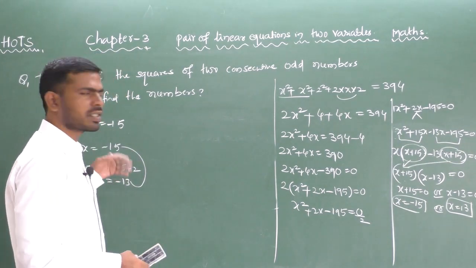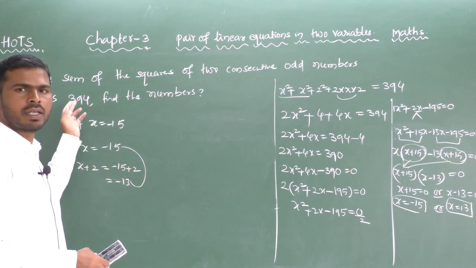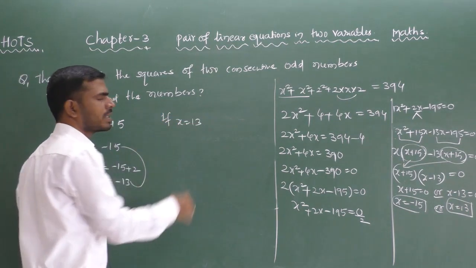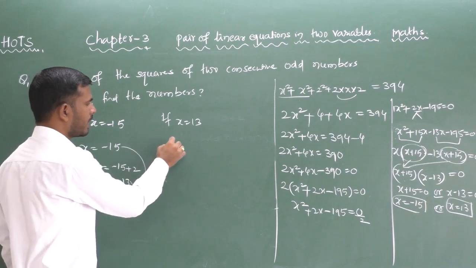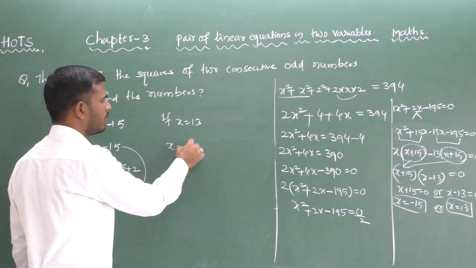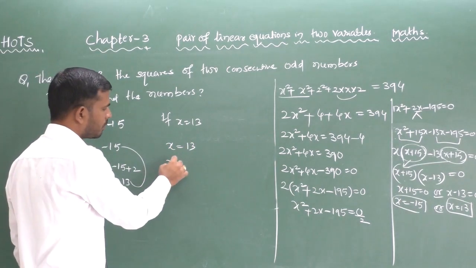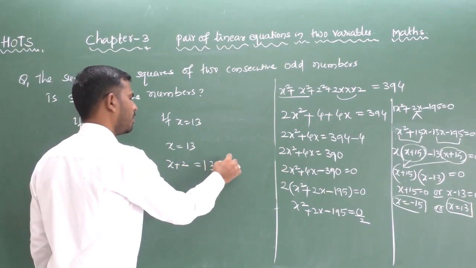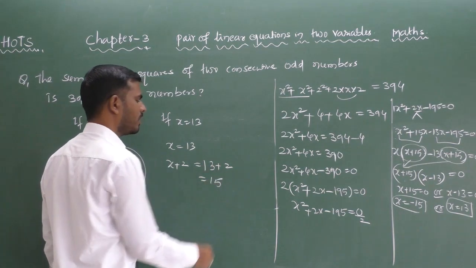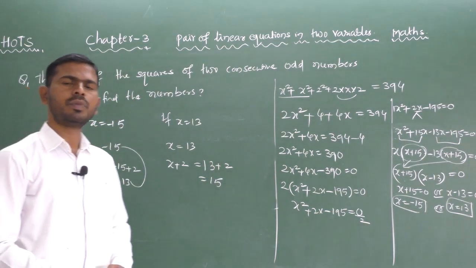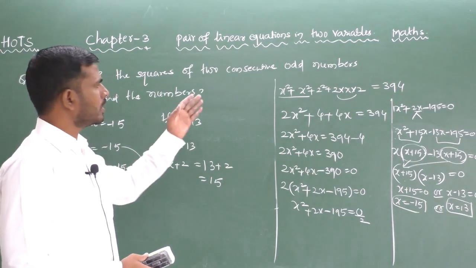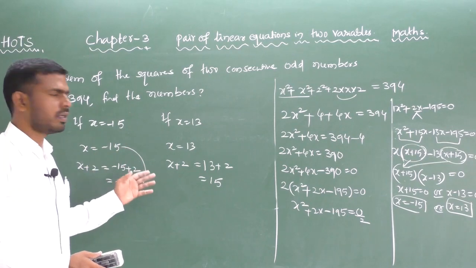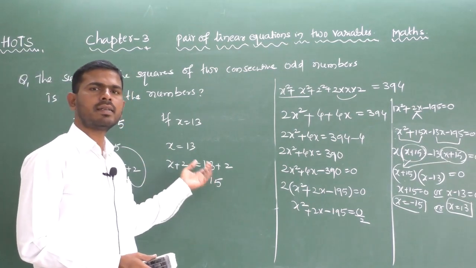If you sum their squares, we get 394. Next, case 2: if x equals 13, the first odd number is x, equal to 13. The next positive odd number is x plus 2, which is 13 plus 2, equal to 15. Therefore the two consecutive odd numbers are minus 15 and minus 13, or 13 and 15. These are the answers.